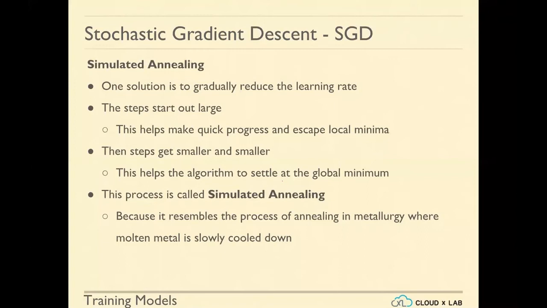This process is called simulated annealing because it resembles the process of annealing in metallurgy, where molten metal is slowly cooled down. So basically, initially the change is too high and then it settles down.